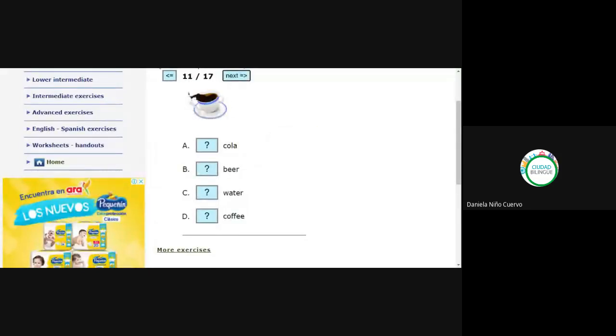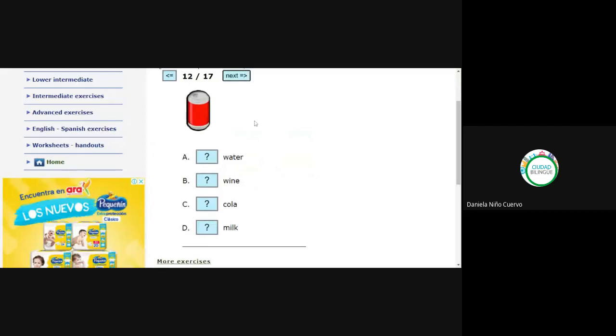Number 11. What is that? Yes, coffee. 12. What is that? It's a cola. But give me a synonym of this. A synonym. Soda, yes. Another synonym. Soft drink, very good. Soft drink or soda, very good. We continue, number 13. What is that? Wine.